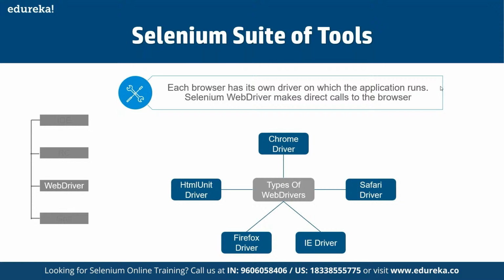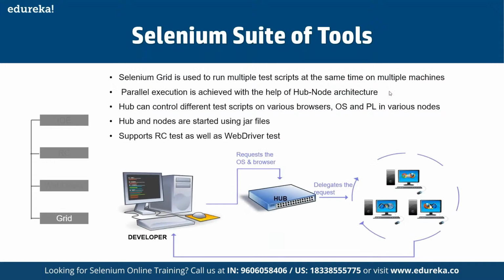Next, we have Grid. Selenium Grid is used to run multiple test scripts all the time on multiple machines. It executes all the operations in parallel with the help of a hub-node architecture, and the hub can control different test scripts on various browsers, OS, and various nodes. The hub and nodes are started using jar files, and it supports RC tests as well as WebDriver tests. That's how they are structured.